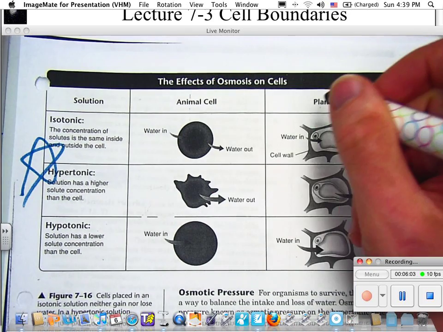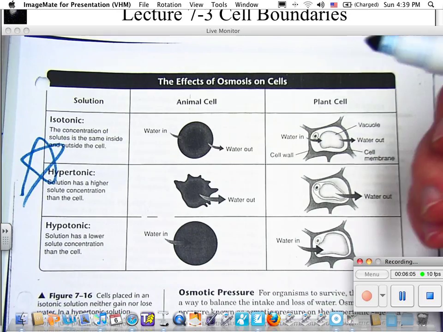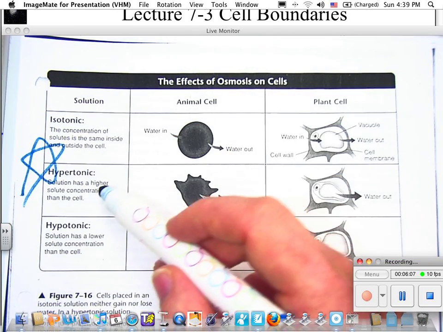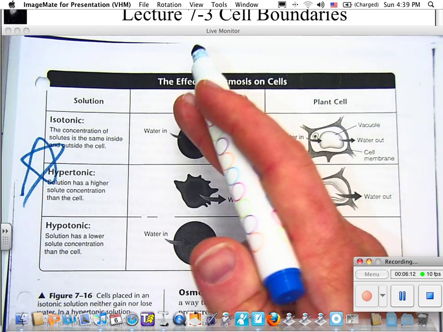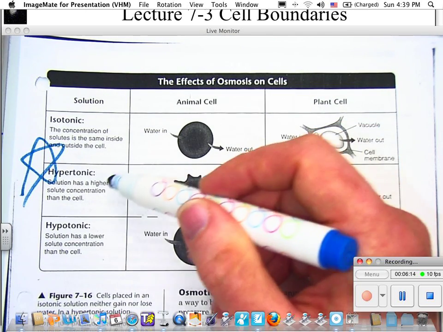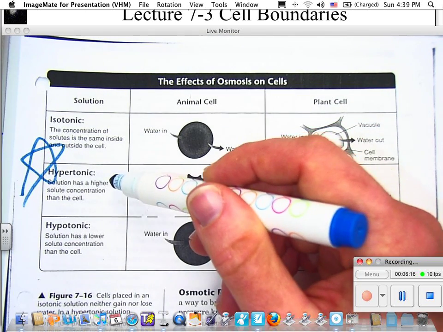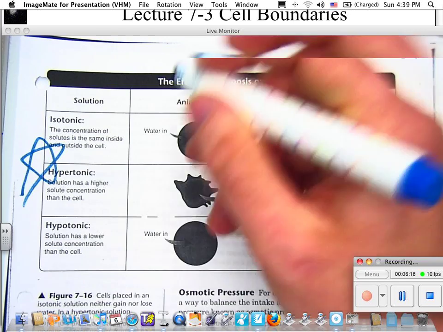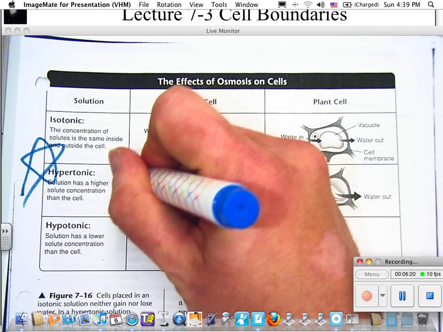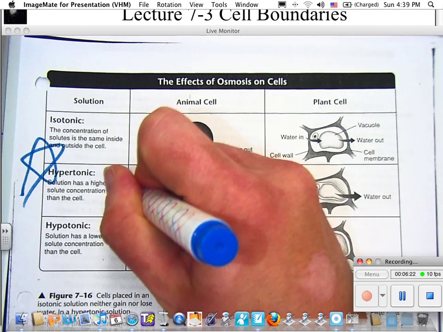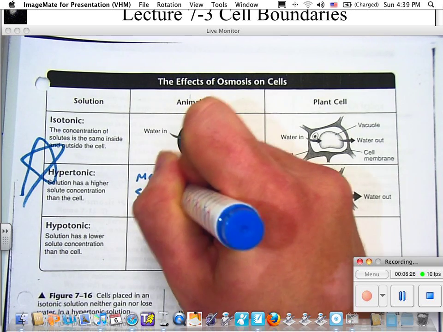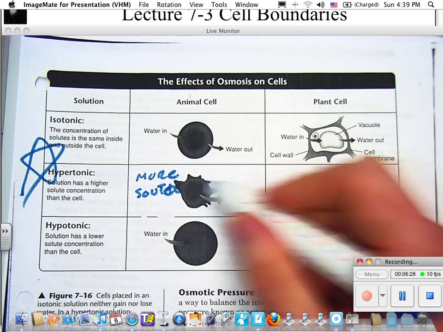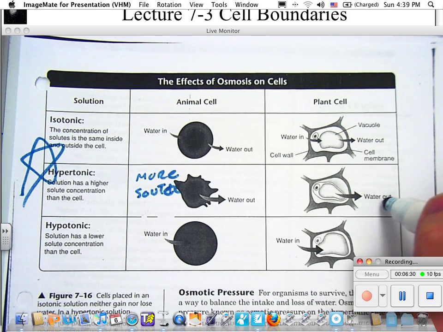Hypertonic means the solution has a higher solute concentration, more solute than the cell. So in this case, there is more solute outside. And what happens? Water goes out of the cell to balance out.